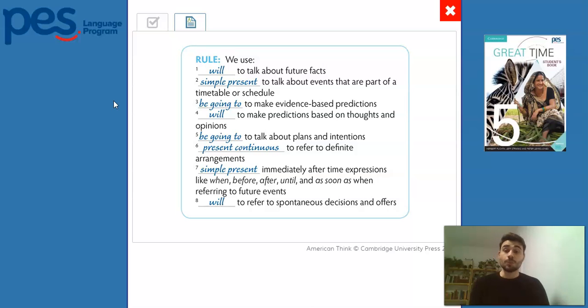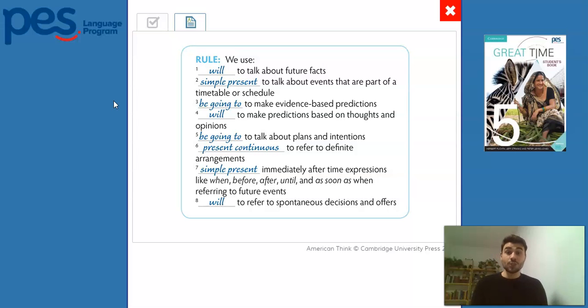And we use the simple present immediately after time expressions like when, before, after, until, and as soon as when referring to future events. And finally, we use will to refer to spontaneous decisions and offers. Okay? So, did you get all of them correct? Some of them correct? I hope you got most of them correct.